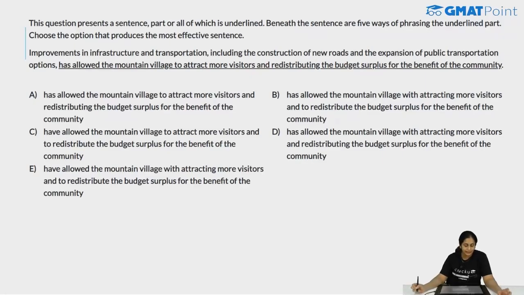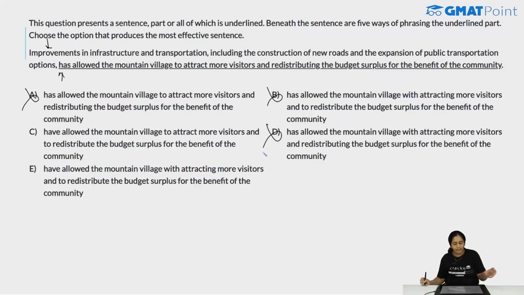Now, what exactly do we see over here? The first split is between has and have. Three options have has, two options have. So, what is being referred to? This verb refers to the improvements, improvements in infrastructure. That is a plural subject. So, since it is a plural subject, it must take a plural verb. So, instead of has, we should have have. Improvements have produced this effect. So, has is incorrect. Because of that, we can eliminate first A, B and D options.